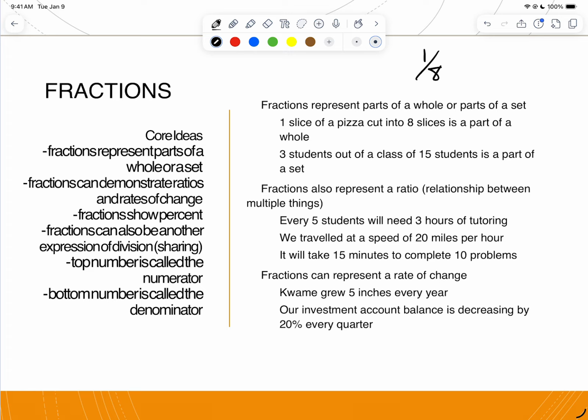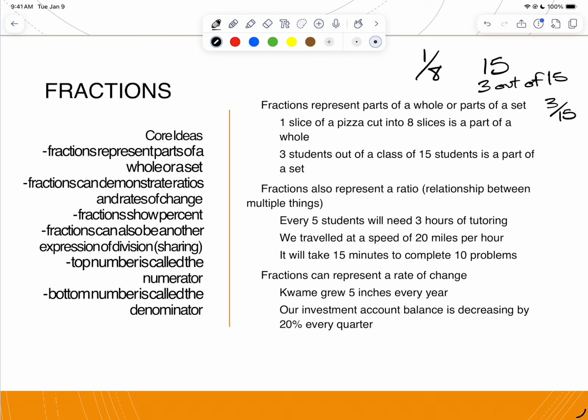They can also represent parts of a set. For example, let's say I have 15 students in a class and 3 students are absent, right? I can represent the absent students as 3 out of 15 or 3 over 15. That's how many students are absent. And I would also say 3/15. So the whole here isn't a physical object like one pizza. The whole is a set of 15 students.